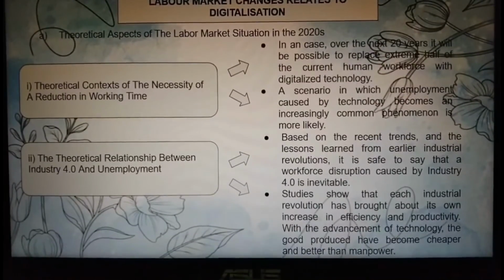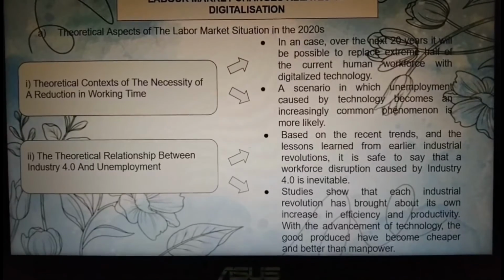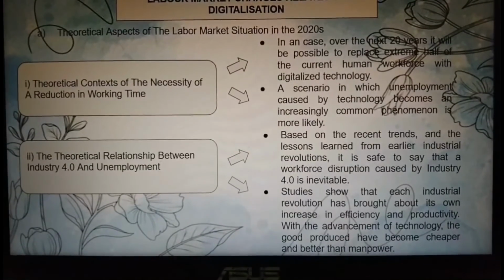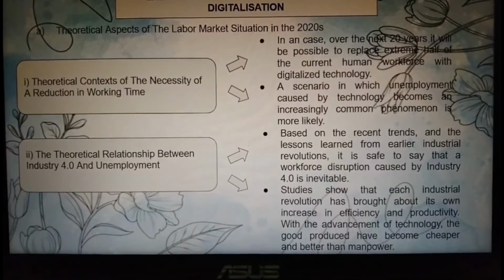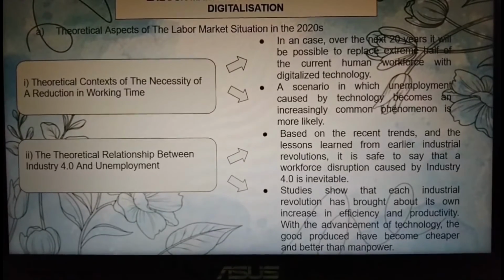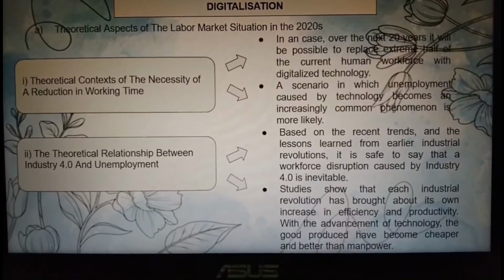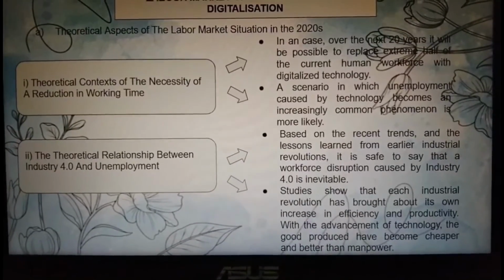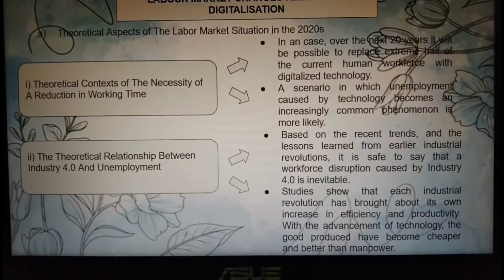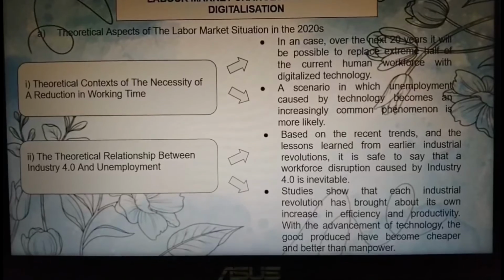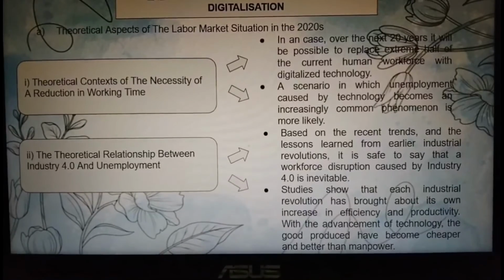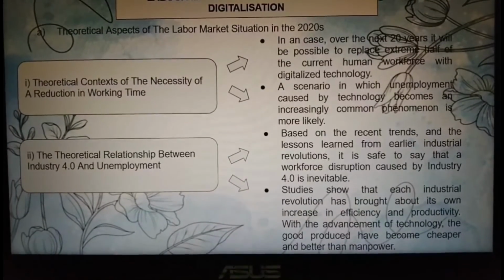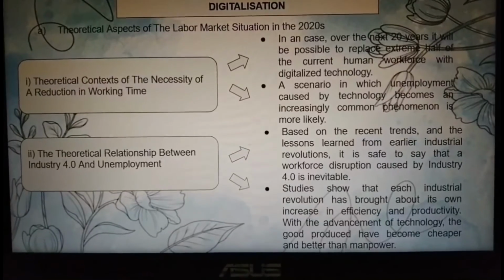It is divided into two parts. Number one is the theoretical concept of the necessity of a reduction in working time. In any case, over the next 20 years, it will be possible to replace almost half of the current human workforce with digitalized technology. A scenario in which unemployment caused by technology becomes an increasingly common phenomenon is more likely. Not only will the digital transformation have a significant impact on the labor market, but if the earlier statement comes true, a wider range of economic agents may experience downward pressure on wages, which may have a dampening effect.